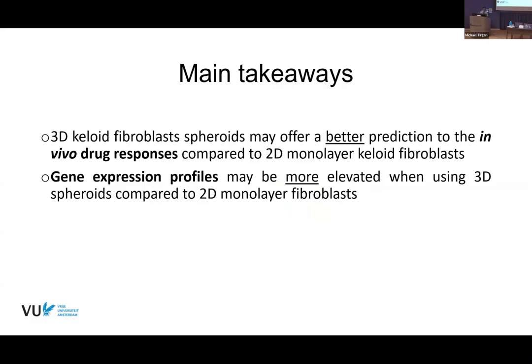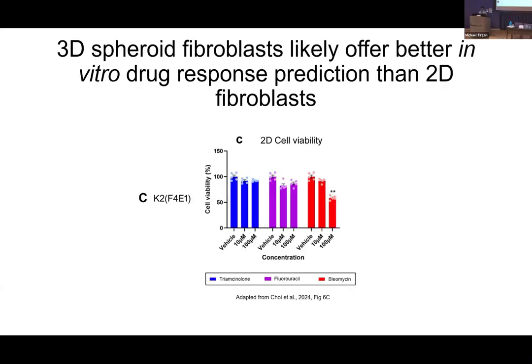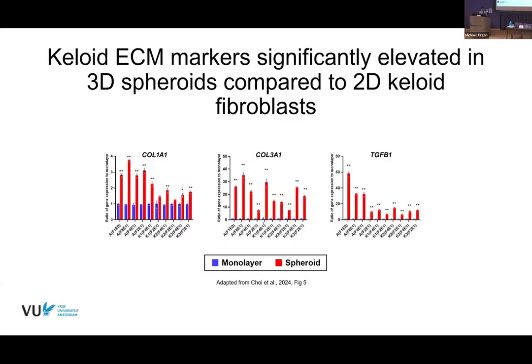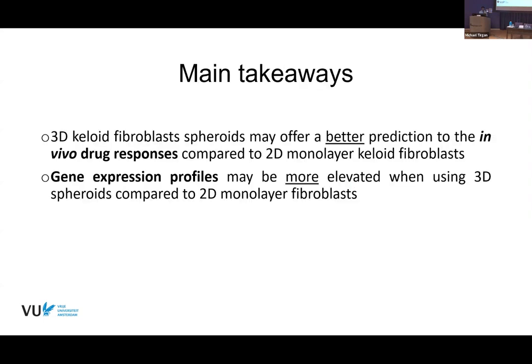So my main takeaways from this are that 3D keloid fibroblast spheroids may offer a better prediction of in vivo drug responses compared to 2D monolayer keloid fibroblasts. At the same time, the gene expression profiles may be more elevated when using 3D spheroids compared to 2D monolayer fibroblasts. These findings were also reinforced by other papers that I did not mention here and didn't use the graph for, but they also saw the same elevation, just with different values. That's why I took them out, just for convenience's sake.